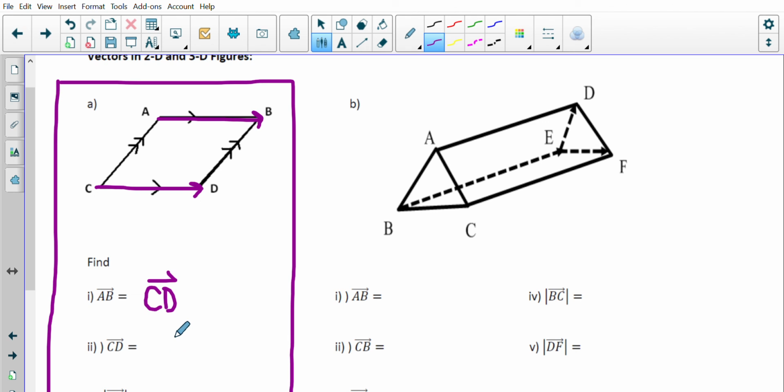And if I had, well, actually, I don't want CD. Let's go with BD. I just did CD. So if I had vector BD, down towards that, well, a vector equal in magnitude, same direction, would be AC.